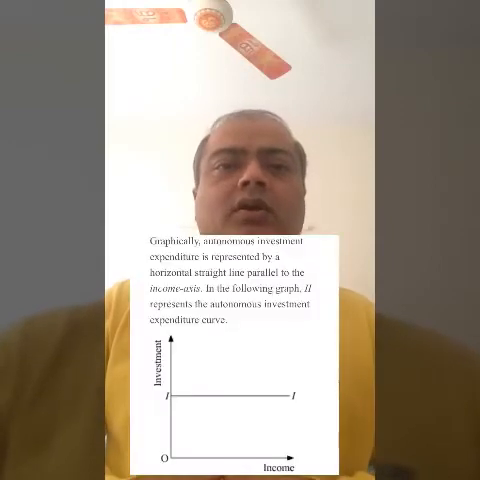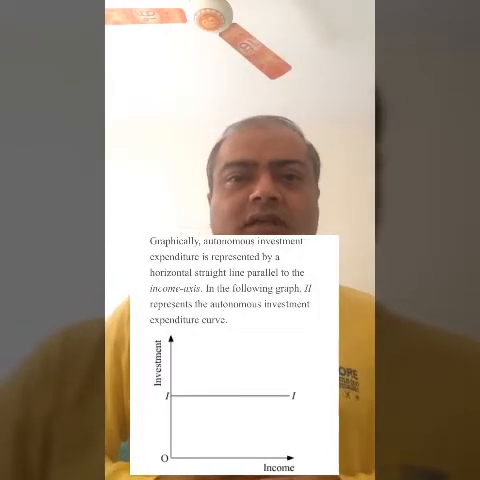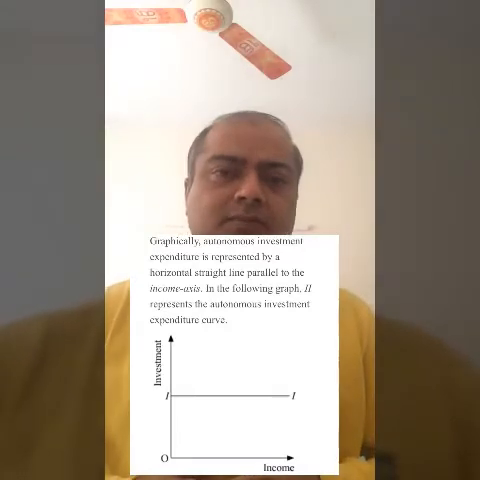Now, planned aggregate demand is the sum total of planned household consumption expenditure and planned investment expenditure by firms. Since in a two-sector model, aggregate demand is equal to C plus I, where C is consumption expenditure and I is investment expenditure. In this theory, investment is assumed to be autonomous investment, which is independent of the level of income.